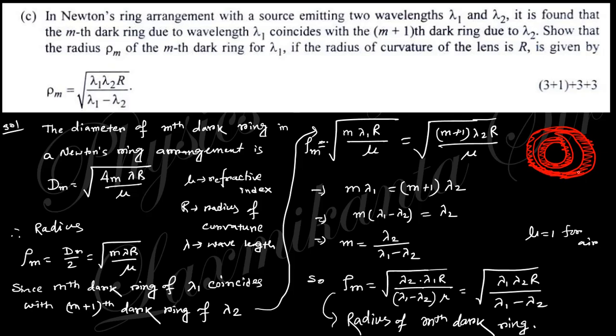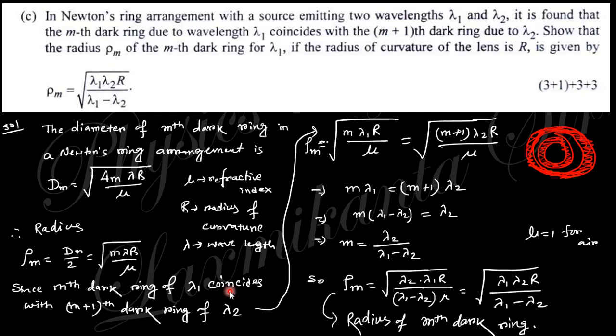Okay, like this one, right? So the diameter of the mth dark ring in the Newton's ring arrangement is this one. This is the diameter of the mth dark ring, right? The mth dark ring diameter will be like that. The radius is half of this diameter.